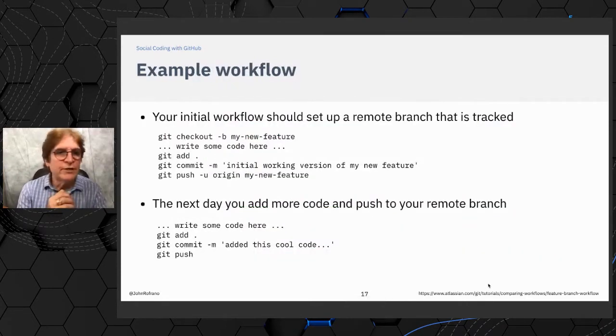So what we're going to do is we'll create a new branch, git checkout -b my new feature branch, write some code. We're going to commit the feature, push it to a new branch. There will be no next day. We're doing it all today, but you could add more, do another push.